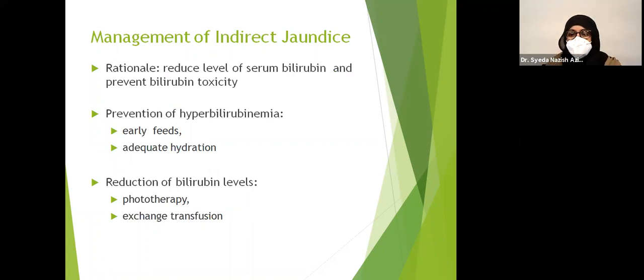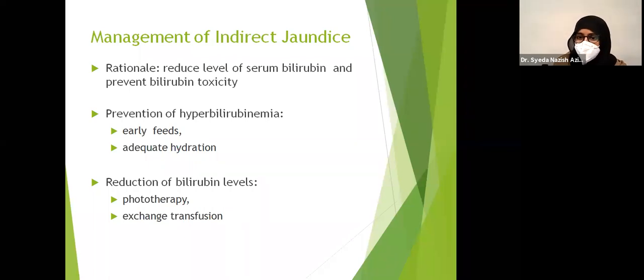So in cases of indirect jaundice or unconjugated hyperbilirubinemia, our goal is to decrease the level of the unconjugated bilirubin as rapidly as we can to prevent bilirubin toxicity or encephalopathy or kernicterus, as we talked. The best way is to prevent it from happening. So early adequate feeding can actually prevent the hyperbilirubinemia, particularly the physiologic jaundice, and getting into complicated jaundice.